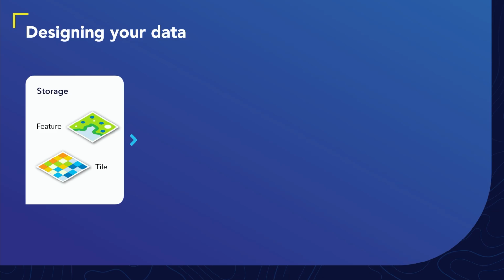One of the easiest wins is choosing the right layer type. Feature layers are often our default, but if your data is primarily for viewing, then tile layers can provide a faster alternative.